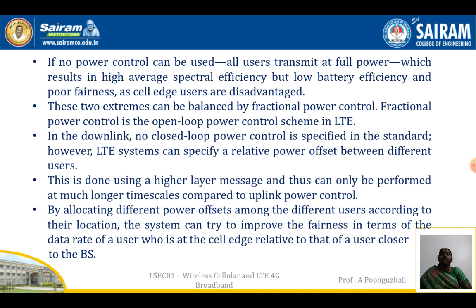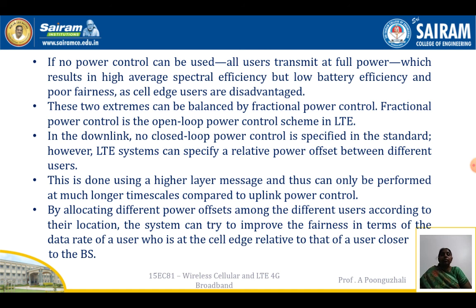In the downlink, no closed loop power control is specified in the standard. It can specify only a relative power offset between different users. This is done by a higher layer message, and it can be performed on much longer time scales compared to uplink power control. By allocating different power offsets among the users according to their location, the system can try to improve fairness in the data rate of a user at the cell edge relative to that of a user closer to the base station.